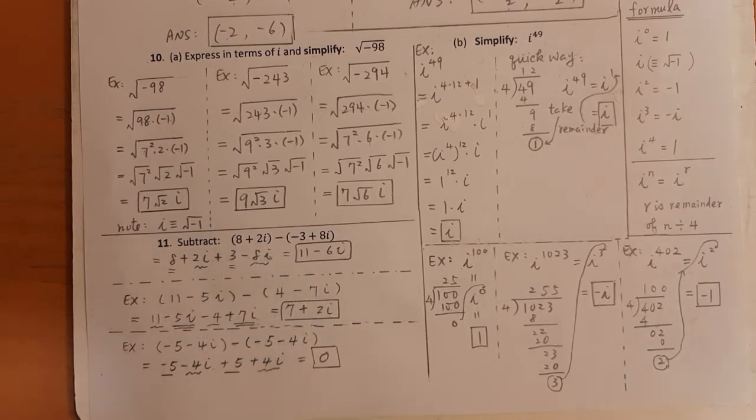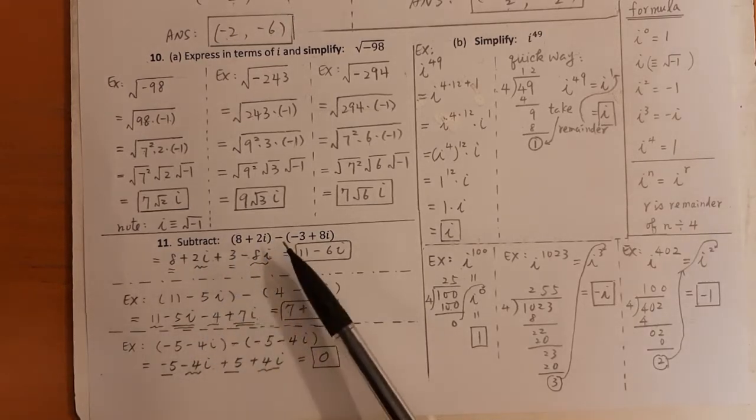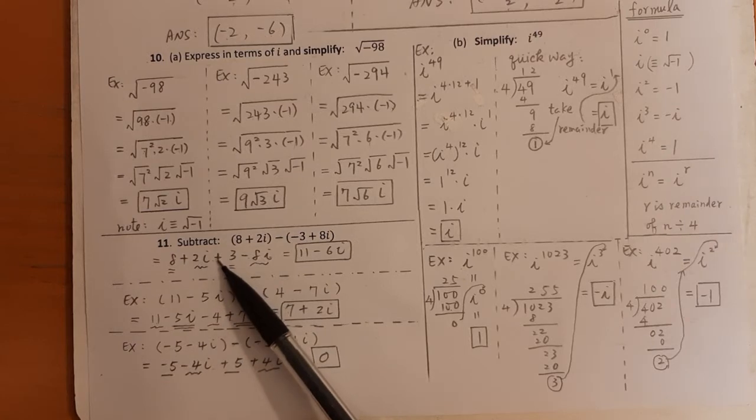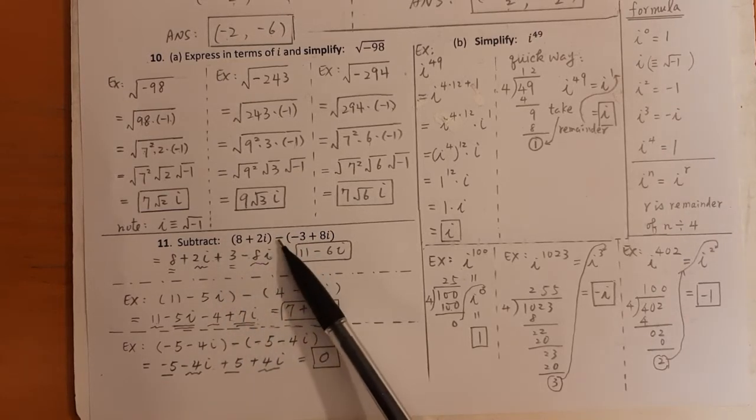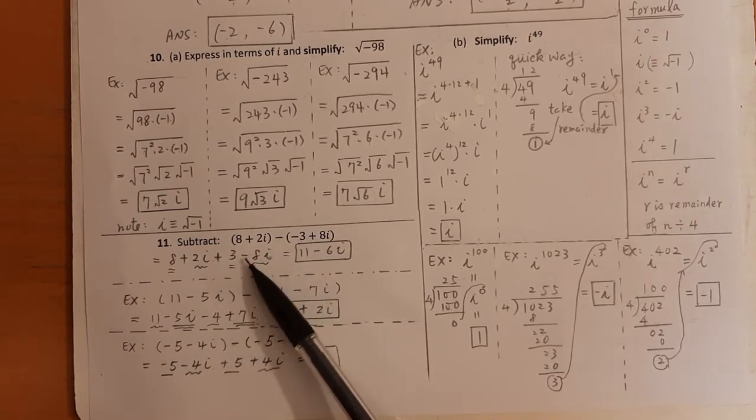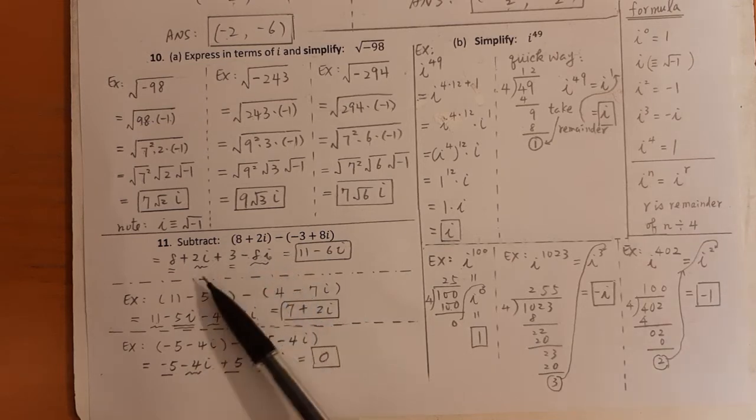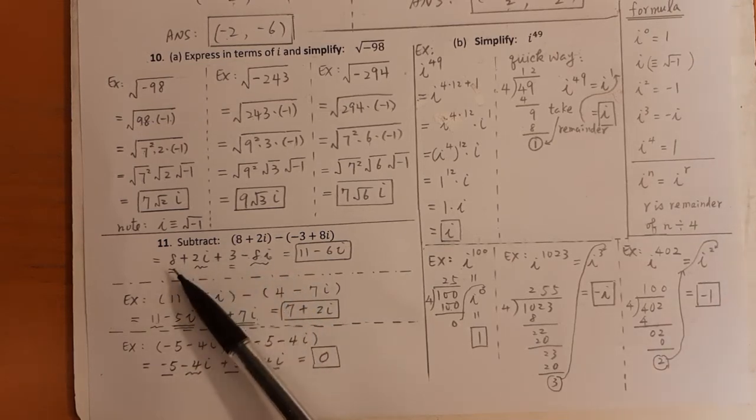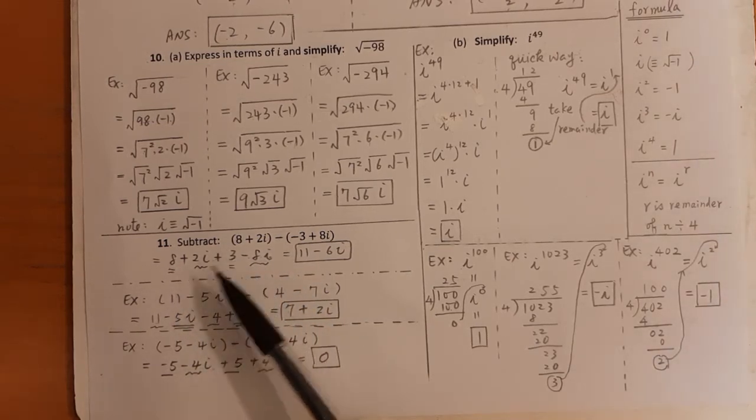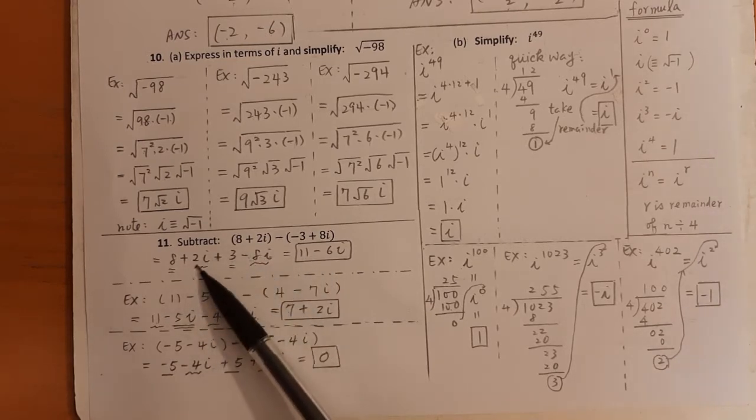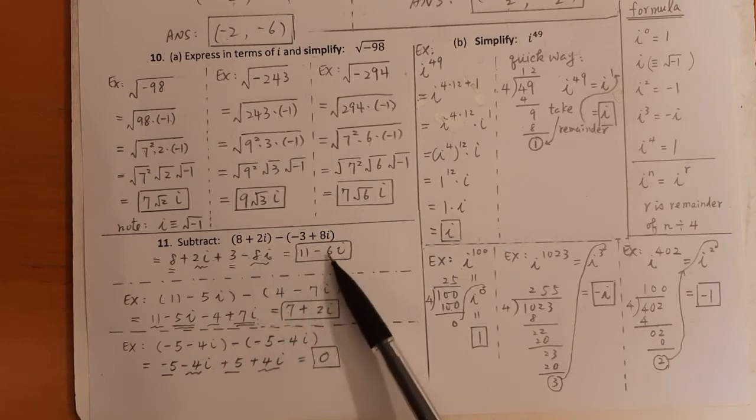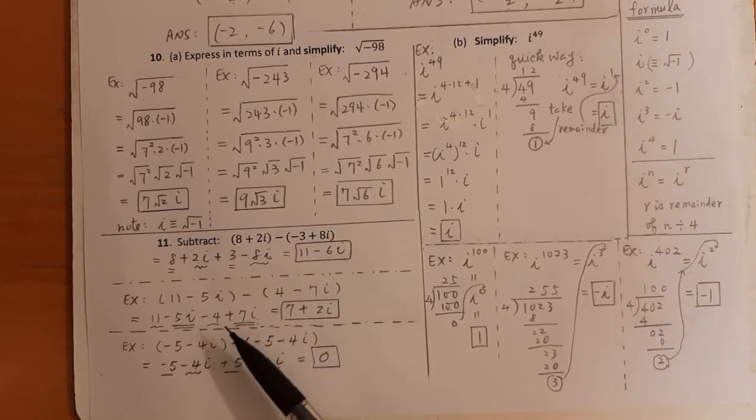Remove the parentheses. Don't change the sign. Negative times negative becomes positive 3. Negative times positive is a negative ai. Then a add 3. Real parts, real numbers add together, get 11. Imaginary parts add together, 2i minus ai, get minus 6i.